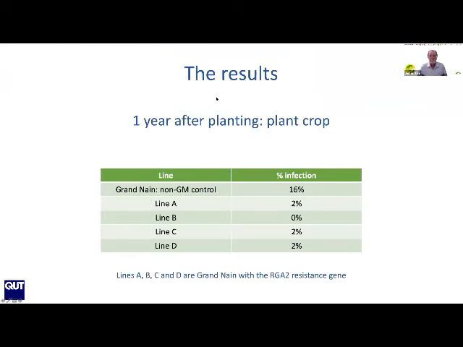Okay, so let's go to the results from that second field trial. And here after 12 months, and this is why we always need to look at 3 years rather than just 12 months. So that's our control, 16% infection after 12 months. In the 4 lines, 3 of them had a very low level of infection, 2%. 1 line didn't have any.